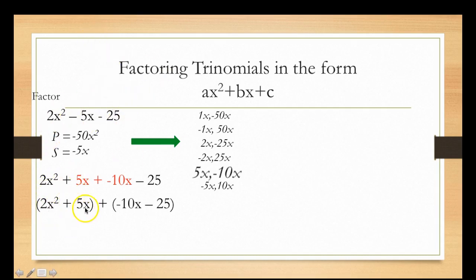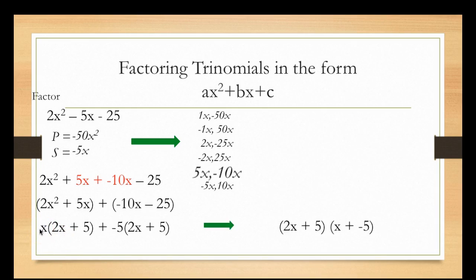Out of my first set of parentheses, I can factor out an x. Out of my second set of parentheses, and remember, we do not want this leading coefficient in the second group to be negative, so we want to always factor out a negative if that is a negative. So I can factor out a negative 5. The stuff inside the parentheses should always be exactly the same. If they're not the same, then you have made a mistake someplace. So I'm going to factor out 2x plus 5. That's one factor. My other factor is x minus 5, or x plus negative 5.